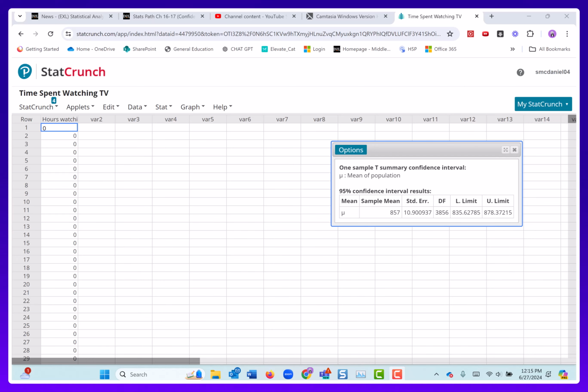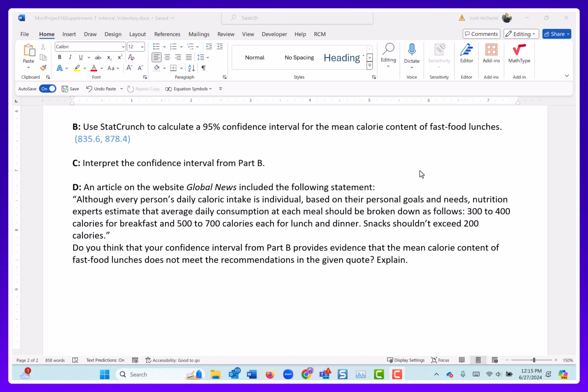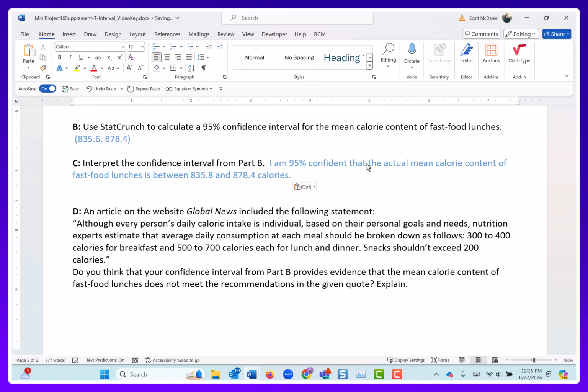So imagine the next question is how to interpret. So I am 95% confident that the true mean, or the actual mean calorie content, or the population mean calorie content of fast food lunches is between 835.6 and 878.4 calories. Whoop, got a little typo there.